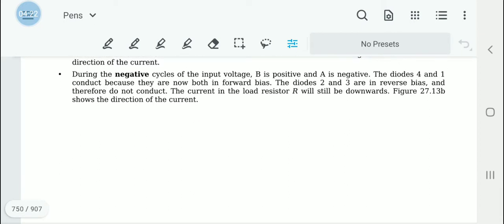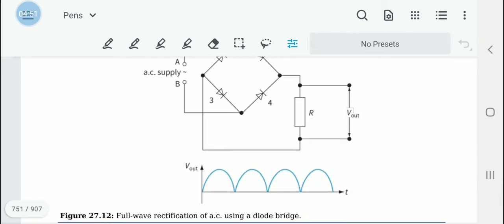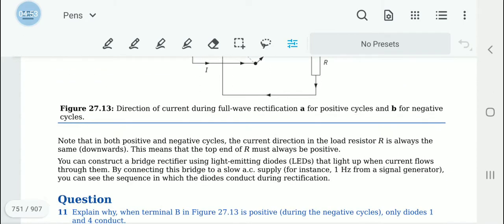And then the negative cycle, we will come to the details there when looking at the diagram. In the negative cycle, B is positive and A is negative. As a result, diodes 4 and 1 will conduct because they are in forward bias. Diodes 2 and 3 are in reverse bias, therefore they don't conduct. Then the current in the load resistor will be downwards again, right? So this is what happens.